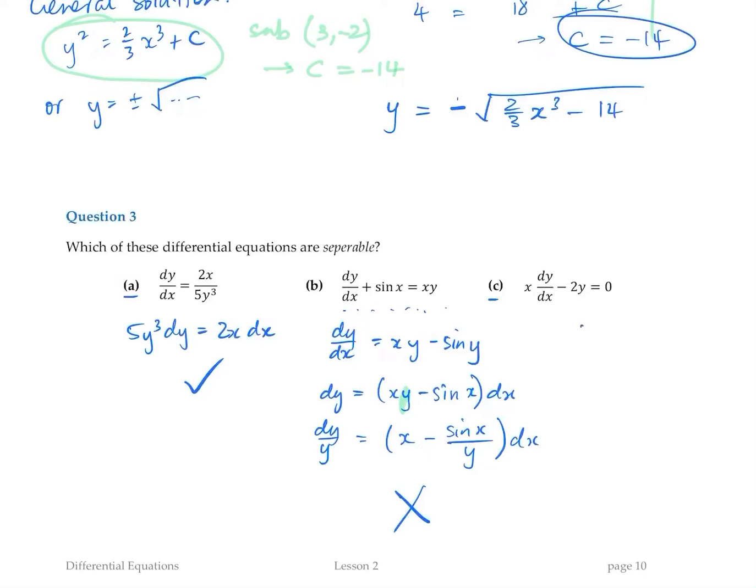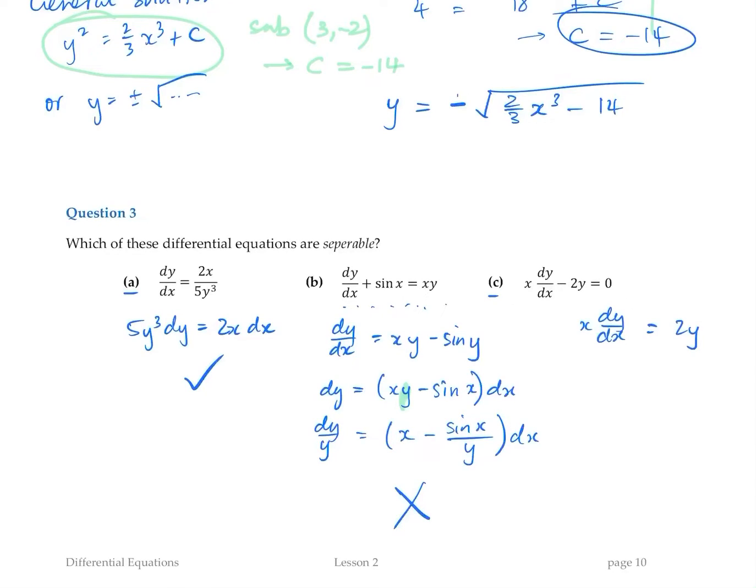Finally, this one, x dy dx equals 2y. So I guess I'll just write this, dy dx equals 2y on x. I feel like we've seen something like this before. And now, if I cross multiply, I get x dy equals 2y dx. Now that's a bit awkward, isn't it? And so what can I do about that? Well, I'll divide by dy. How about that? X equals 2y on y dx. And now I'll divide by dx.